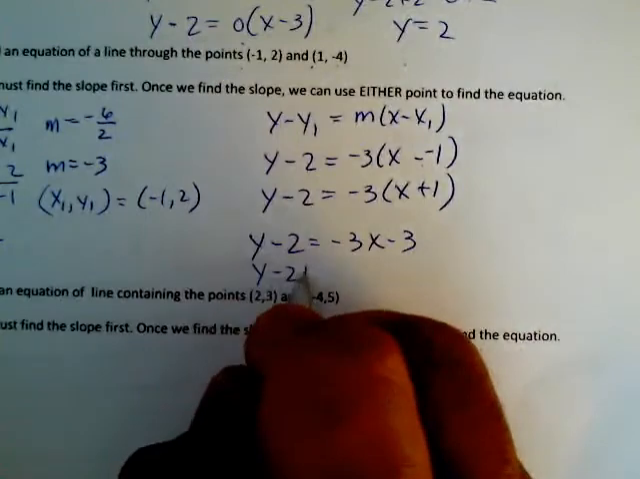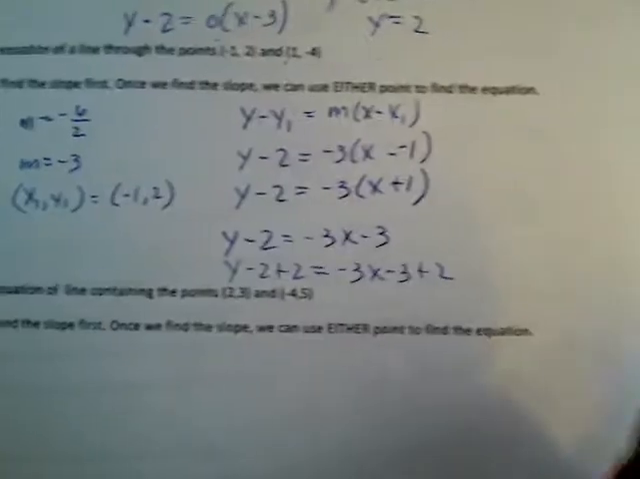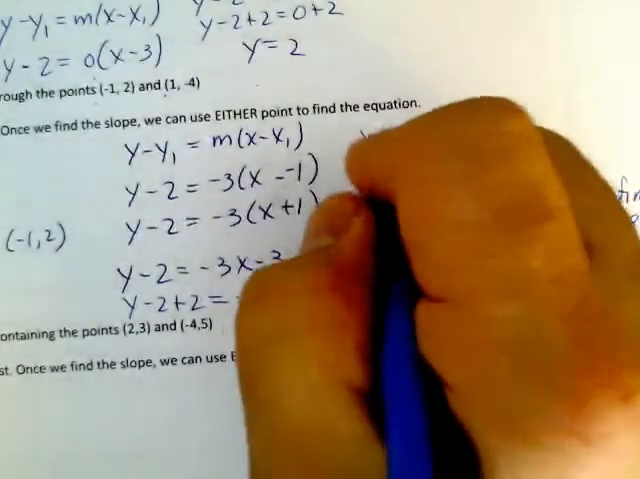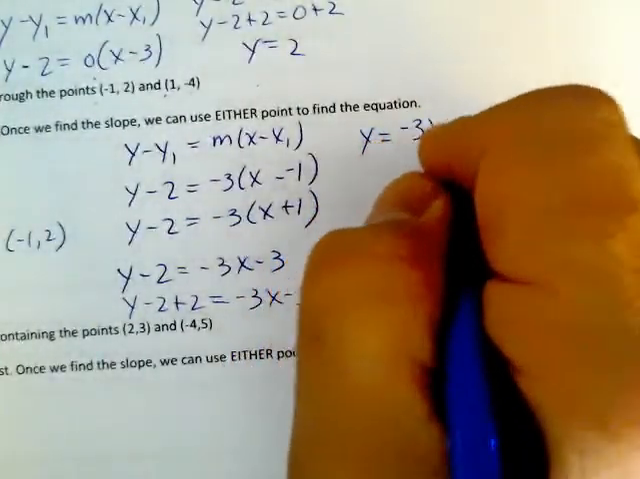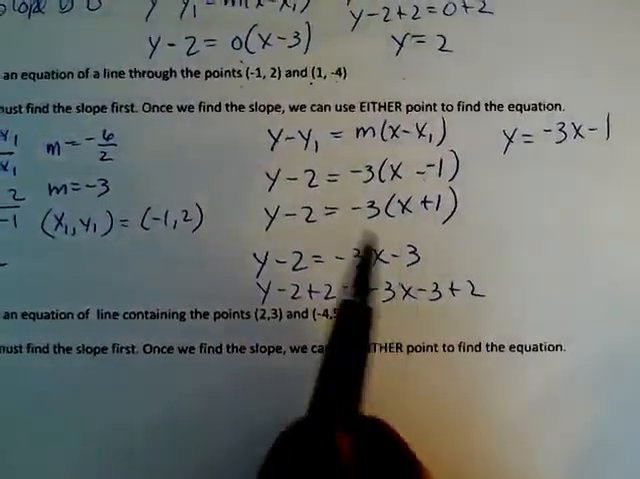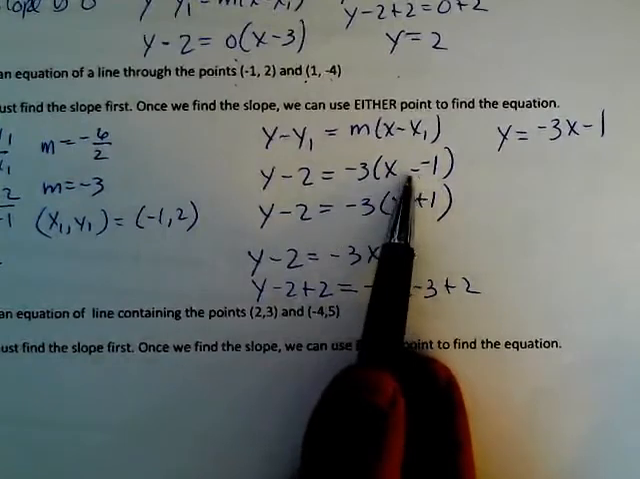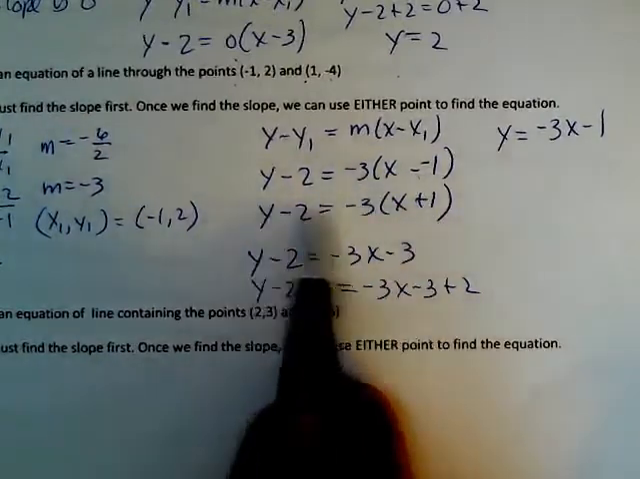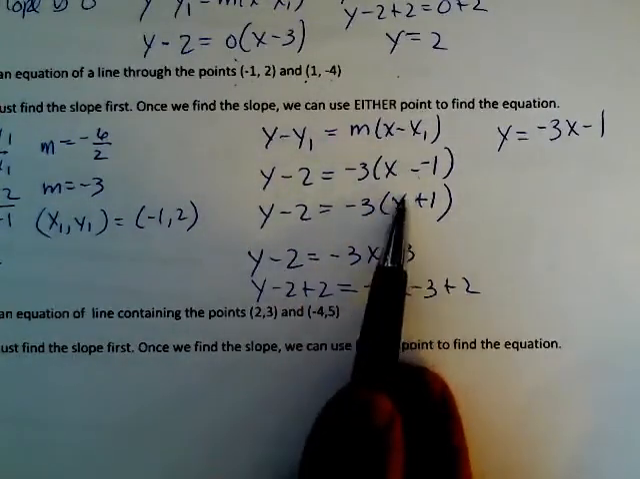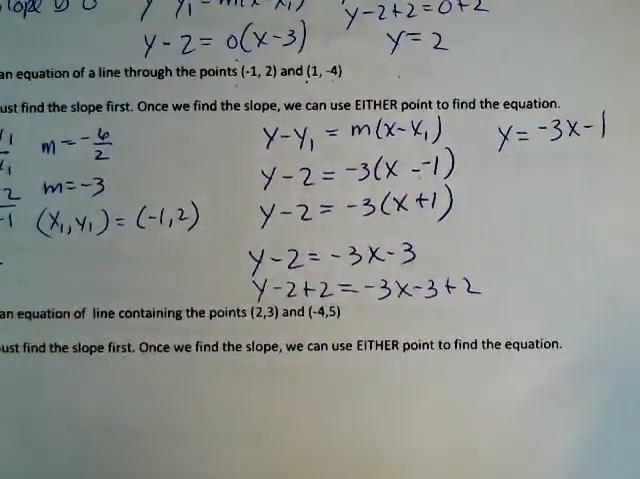Add my 2 to both sides. And so y is -3x minus 1. So just watch your signs. Here's a biggie. Do not try to skip too many things at once. Make this x plus 1. Watch these double negatives on either side of your equation.